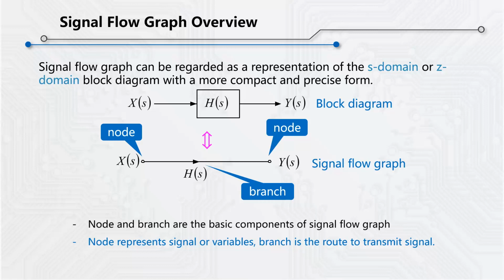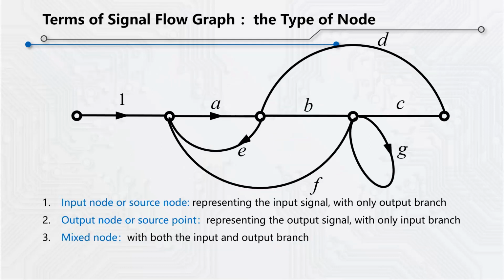In the signal flow graph, nodes and branches are its basic components. The node represents a signal or variable. The branch is a line segment with a direction between two nodes, which denotes the transmission route of the signal. For example, this is a typical signal flow graph. We'll introduce some basic terms of signal flow graph based on this plot.